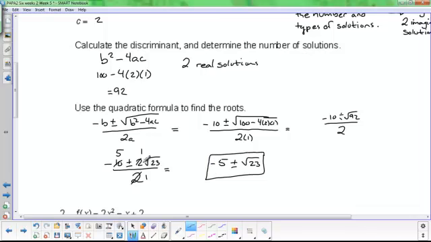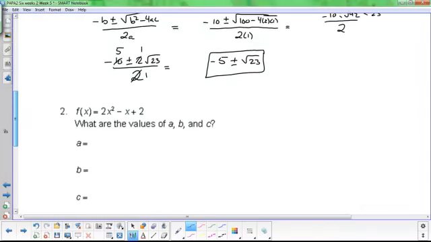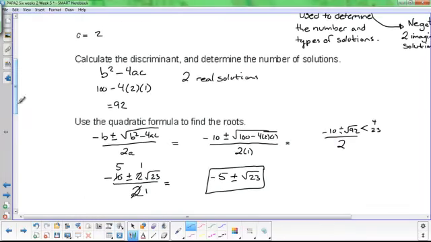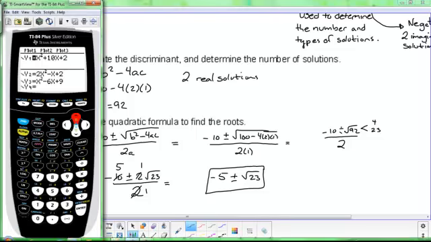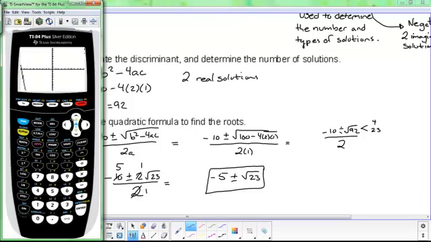Remember, I got 2 times the square root of 23 by drawing my tree diagram. And that's how you do that problem. Alright, so let's get the calculator up. The first screenshot is going to show you that because the discriminant is positive, the graph will touch in 2 distinct places.